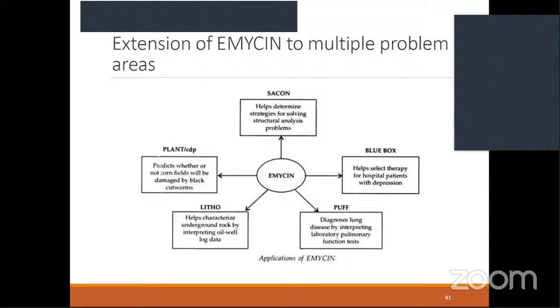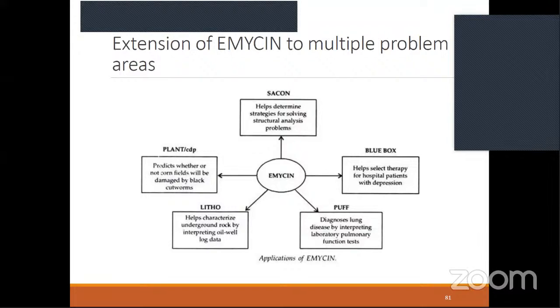So here, if you see this E-MYCIN, now these are the different applications of E-MYCIN. By adding the knowledge from your field, it will start working on your problem. So for example, SACON helps determine strategies for solving structural analysis problems. This is again, when you say structural analysis, civil engineering.